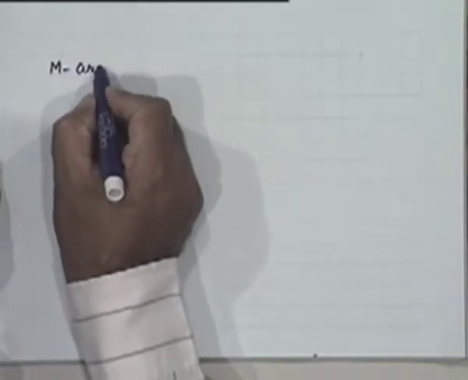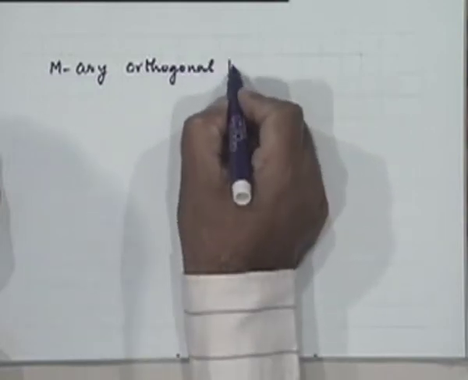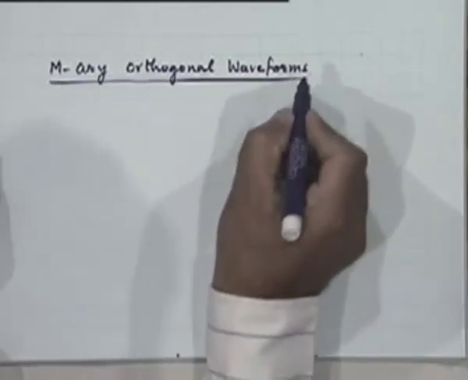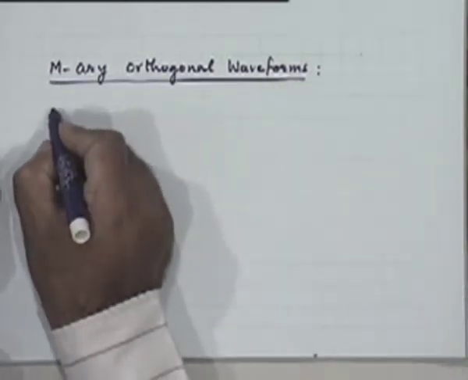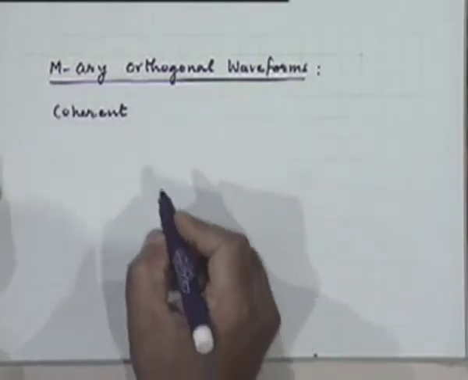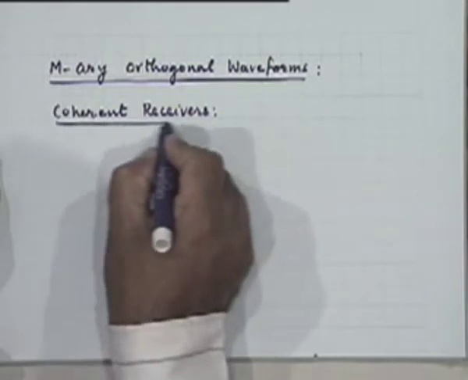And to start with, I'll take M-ary orthogonal waveforms. In this class of modulations, we'll consider the performance of the coherent demodulators or the coherent receivers. The corresponding analysis for the non-coherent receivers will be very similar, and it will be very easy for you to work it out yourself, read it up yourself.